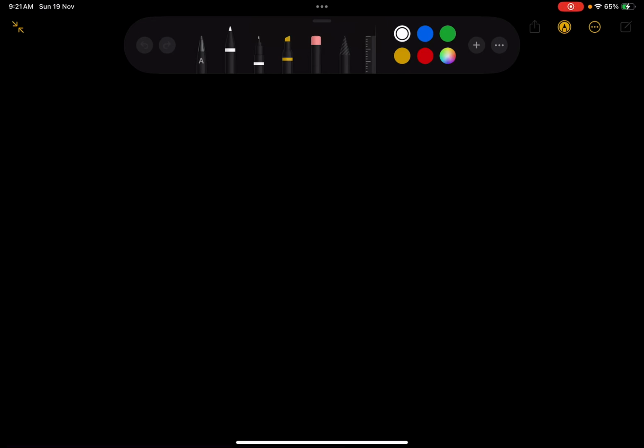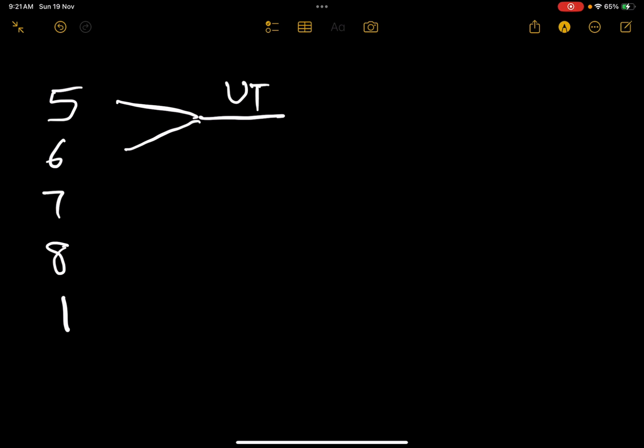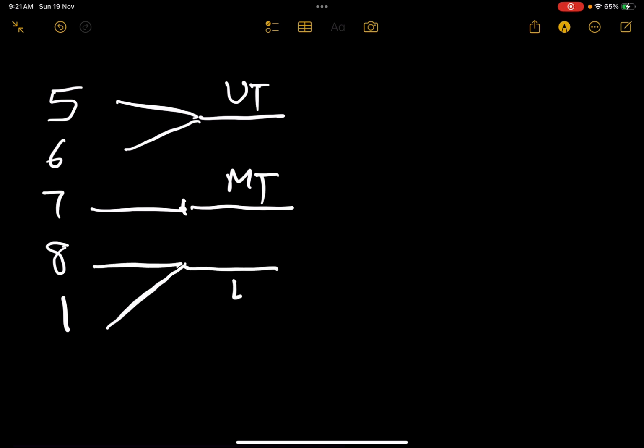So the nerves of the upper limb, the brachial plexus first, formed by the roots 5, 6, 7, 8, 1. 5 and 6, upper trunk. 7, middle trunk. 8 and 1, lower trunk.